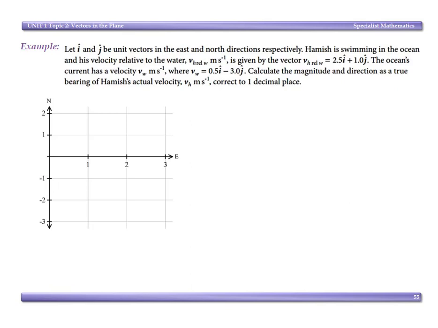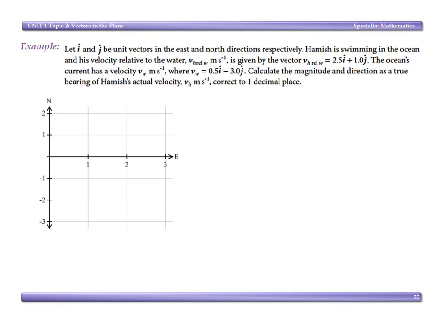Let's look at an example. Let i and j be unit vectors in the east and north directions respectively. Hamish is swimming in the ocean and his velocity relative to the water is given by the vector 2.5i plus 1j. The ocean's current velocity is VW equals 0.5i minus 3j. Calculate the magnitude and direction as a true bearing of Hamish's actual velocity, correct to 1 decimal place.